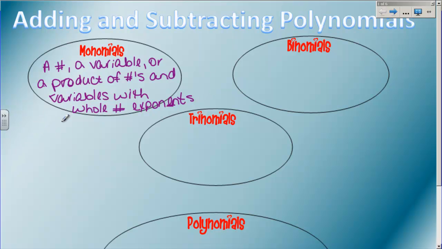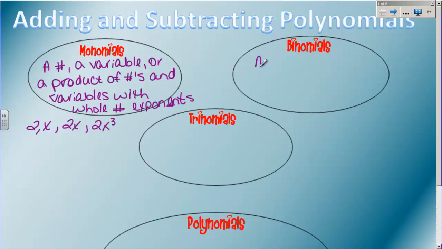So examples of monomials are a number like the number 2, a variable like the letter x, or a product of the two like 2x, or we can add exponents to it. We can go 2x to the third. All of those are monomials. Number, variable, or product of numbers and variables. So you've seen all these before. Now they have a fancy new name. We call them monomials. Binomials are a fancy kind of polynomial.